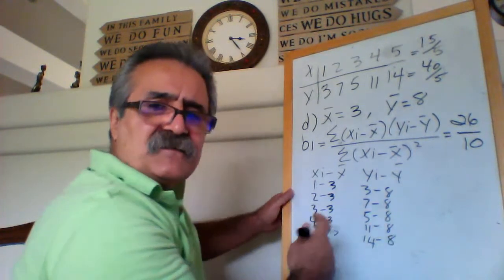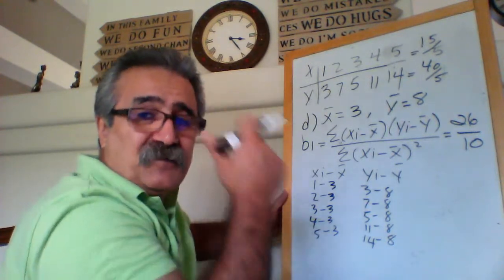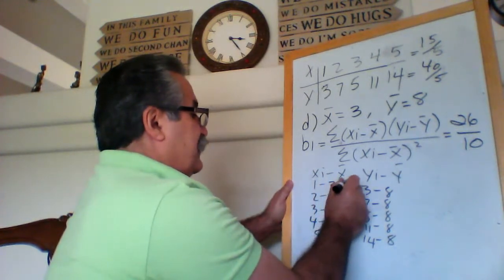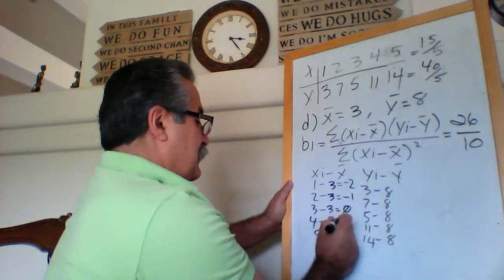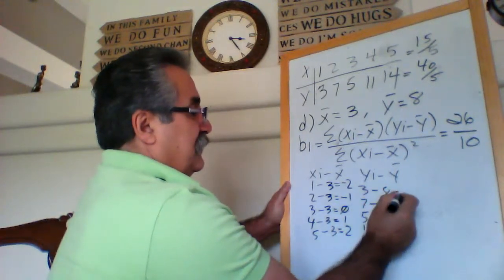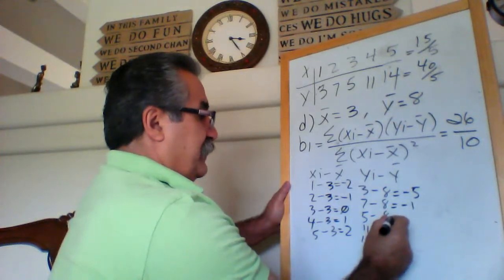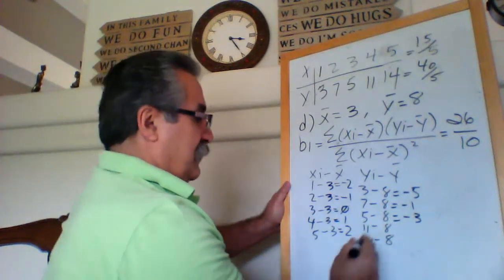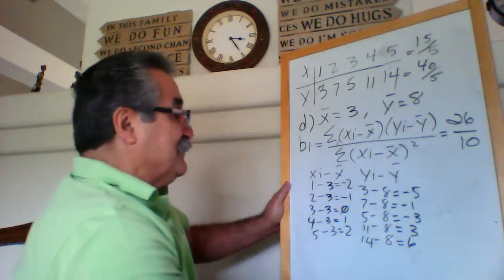You know what? I don't want to do it, but let's do it for this problem. Then we don't do it for the other problems. So now this is -2. This is -1. This is 0. This is 1. And this is 2. This is -5, -1, -3. This is 3, and this is 6.